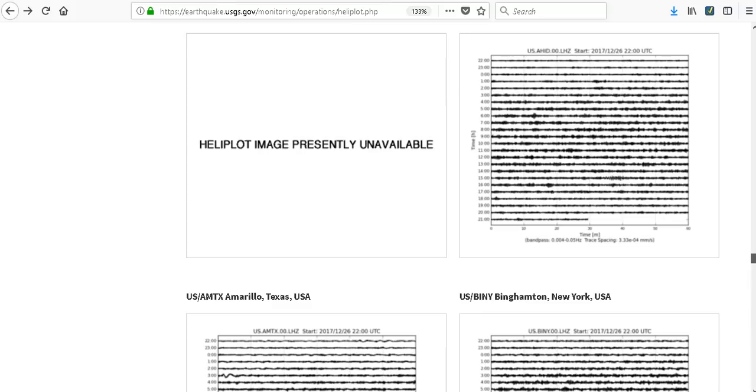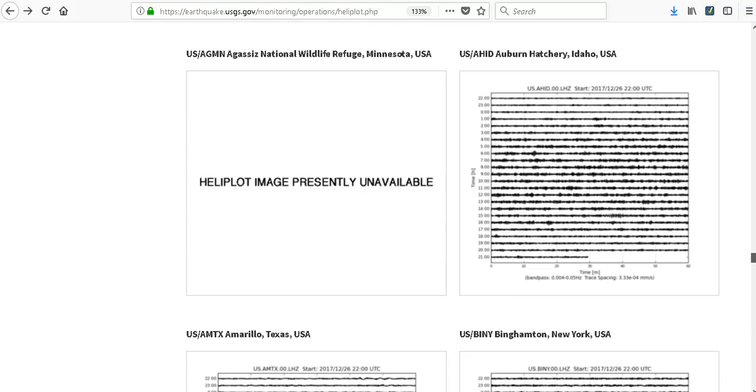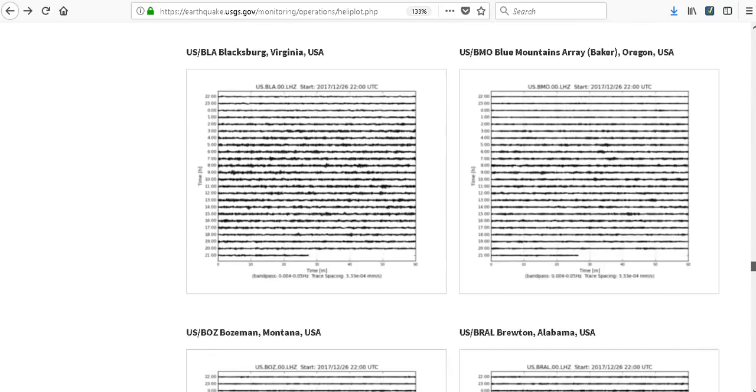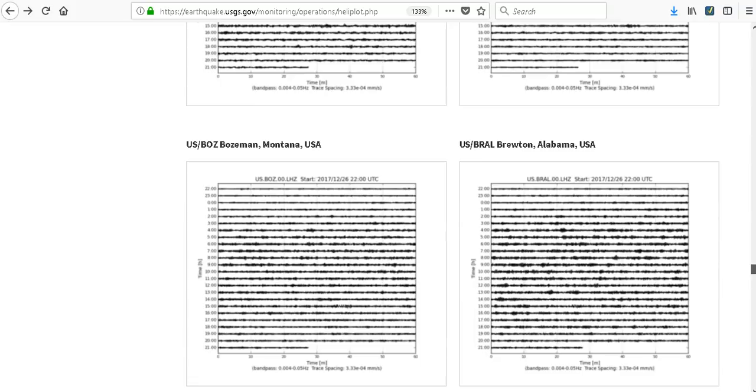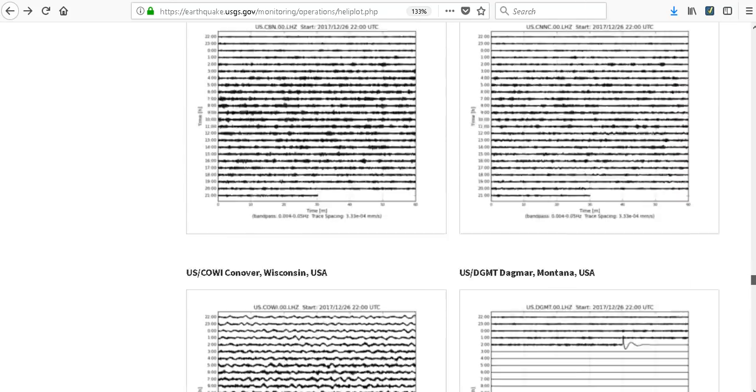Michigan, Ohio. And notice how it's only the Western Hemisphere that is feeling this. China, Russia, and the Eastern Hemisphere, they're not really feeling this at all. Idaho, New York, Texas, Virginia, Oregon, Montana, Alabama, Wyoming, Kansas.